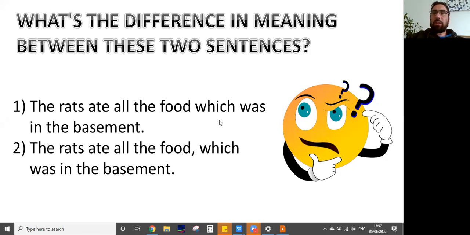Thank you, Saeed. It tells us that there's food in more than one place. So the rats ate all the food, but which food did the rats eat? The rats ate the food that was in the basement. So definitely we have food in more than one place. What about number two? Do we have food in more than one place? No, just in the basement.